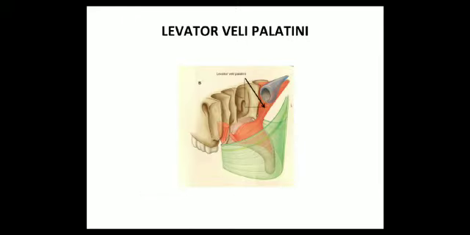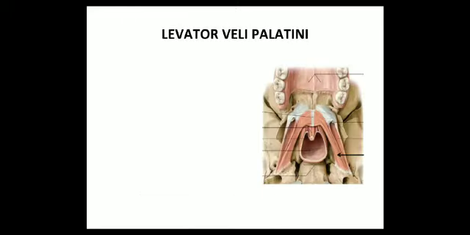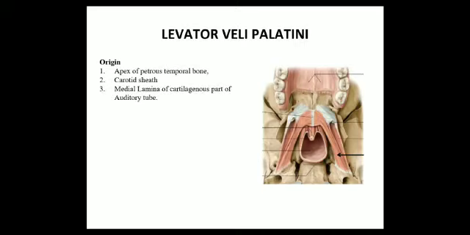So, levator veli palatini, it arises from the apex of the petrous temporal bone, the carotid sheath and the medial lamina of the cartilaginous part of the auditory tube. The insertion is the upper surface of the palatine aponeurosis, and it elevates the soft palate.